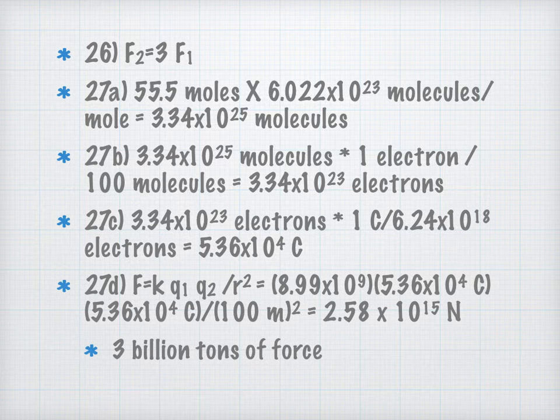So that's an unbelievable amount of force. And the reason, even though 100 meters, that's a football field. So these 2 containers are a football field apart, but because they are so charged, that is a huge charge. You've got 3 billion tons of force pulling the water container and the electron container towards each other. You don't want to be between them.